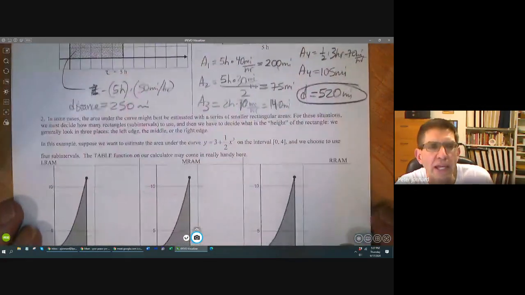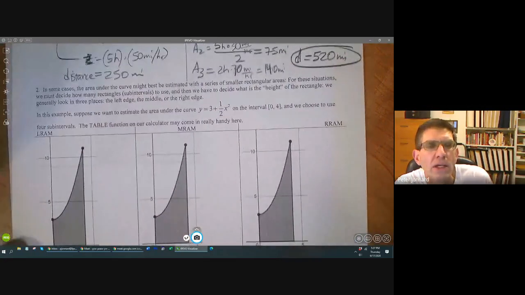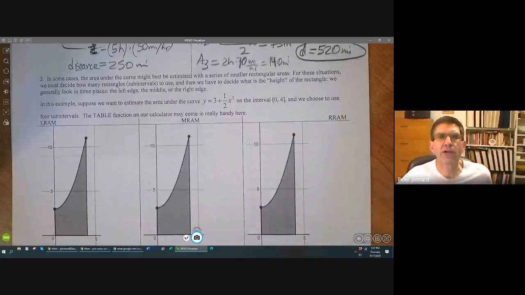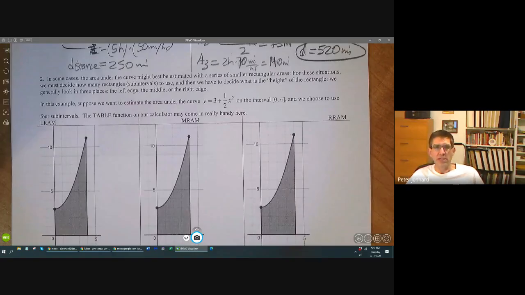All right, and so then here, in some cases, the area under the curve might be best estimated with a series of smaller rectangular areas. For these situations, we must decide how many rectangles or subintervals to use, and then we have to decide what's the height of each rectangle. And we generally would look in 3 places: the left edge, the middle, or the midpoint, and the right edge, okay?